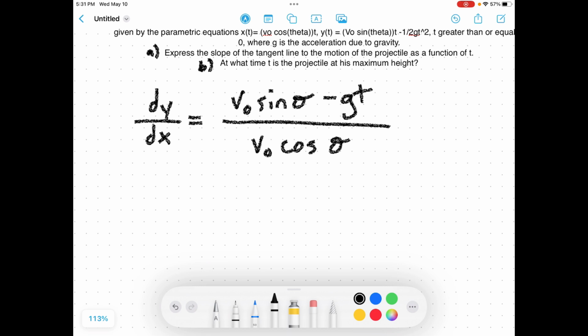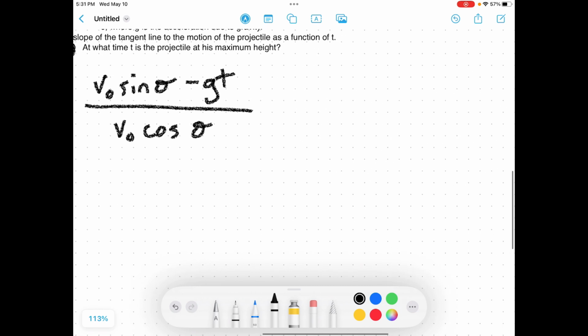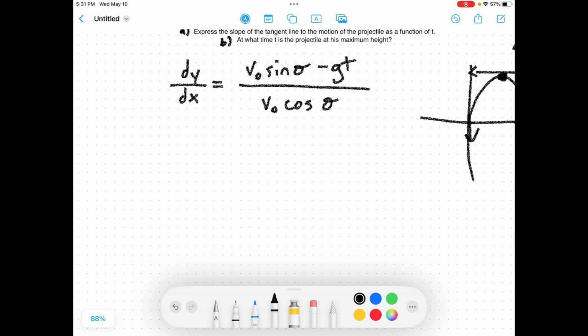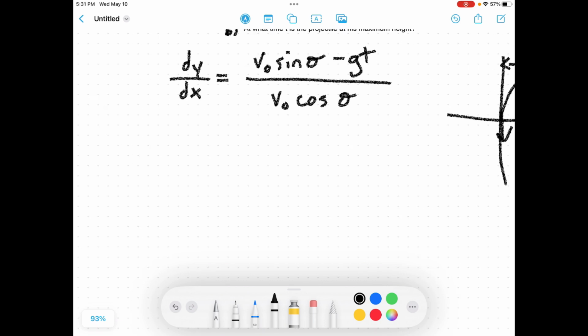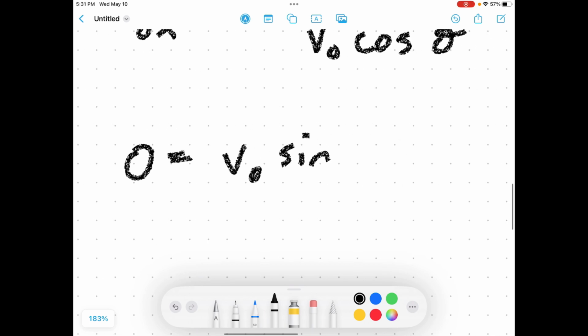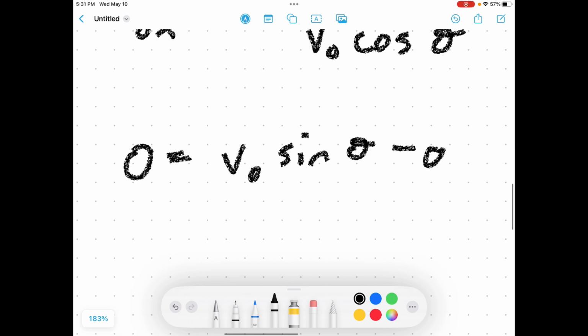So as we've learned before, maximum height is when dy/dx would equal 0. Because if we graph this, we can easily graph a parabola right here. So we want to find this tangent line at this point. So in order to do this, we must set dy/dt equal to 0. Otherwise, as 0 equals V0 sine of theta minus gt.